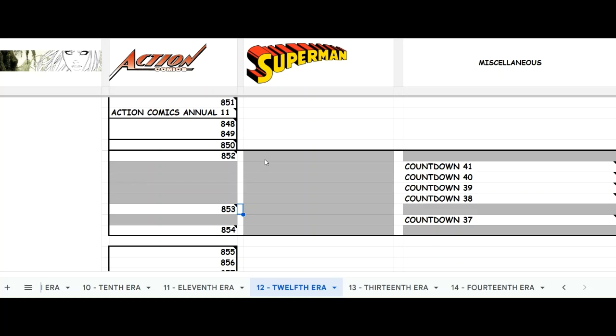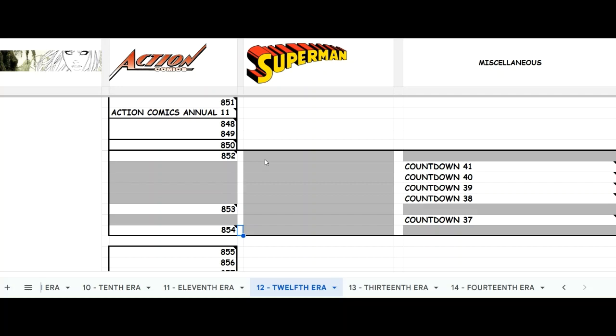Action Comics 853 ends by saying to be continued in Countdown 37, which we do see here. Now, Countdown 37 only has 2 relevant pages, but I will point out those 2 relevant pages lead directly into Action Comics 854. So Action 854 is set directly after the cliffhanger events in Countdown 37.